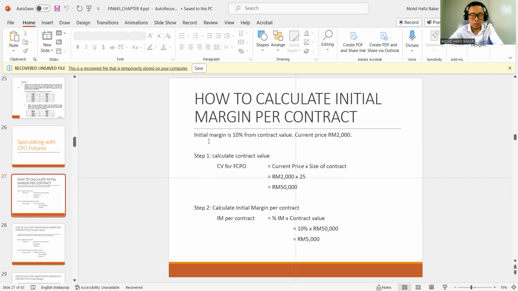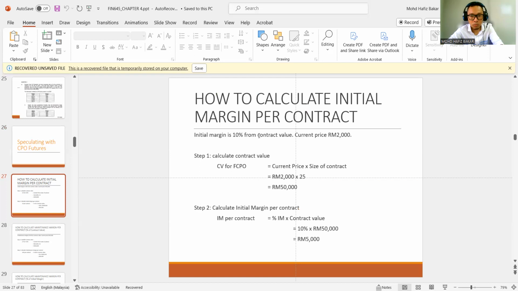So first you need to know what is initial margin. If we go to chapter 3, initial margin is the amount deposited when the contract is originally purchased or sold. Either you are the purchaser or the seller, you need to deposit some money in your account before you can proceed with the trading. So the initial margin is the amount deposited to each particular account.